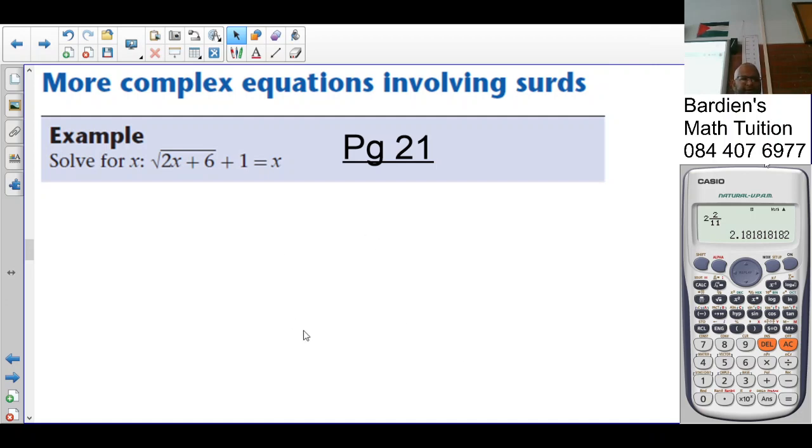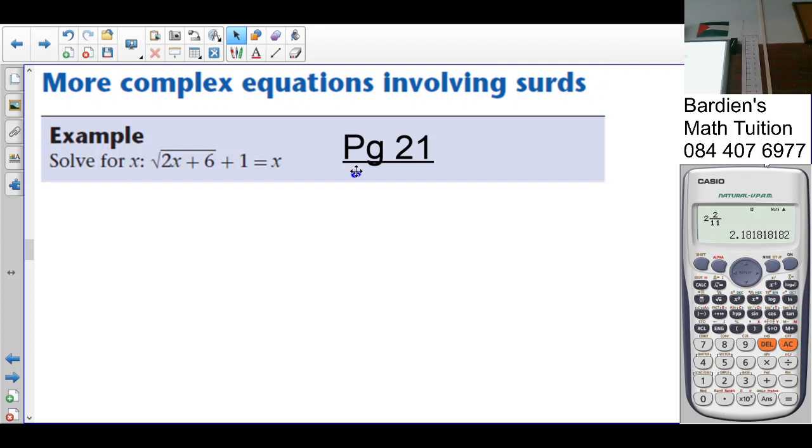Okay, so we're looking at the first example on page 21. The question says solve for x, where you've got the square root of 2x plus 6, plus 1 equals x. So the first bullet, we're going to make up the bullet points on solving this equation. The first bullet I want you guys to write down is to isolate the square root.